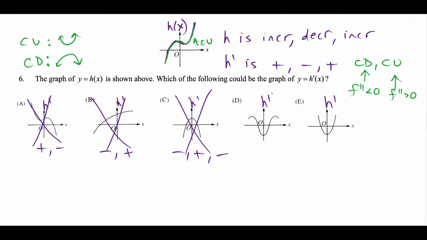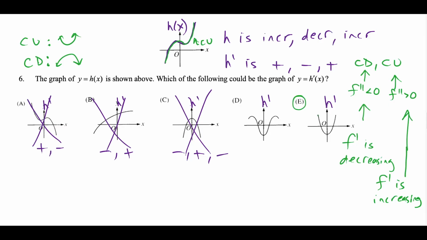But now we just have to think, what is the connection between the second derivative and the first derivative? Well, if I want to look for where my second derivative is negative, this happens when my first derivative is decreasing. And in this scenario, my second derivative is positive when my first derivative is increasing. So what this tells us, if the only switch here is that the graph goes from concave down to concave up once, that means we need a scenario where our derivative is decreasing and then our derivative is increasing. So that's why it has to be choice E, because the graph starts off decreasing and then it goes to increasing.